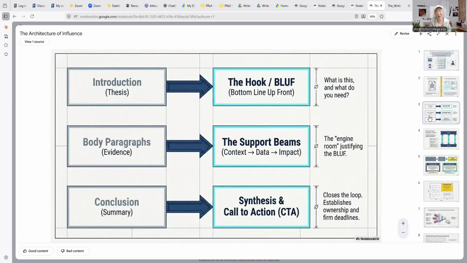You want them to buy the product. You want them to contact you again. You want them to do business with you. And so for business communications, the conclusion is a call to action.